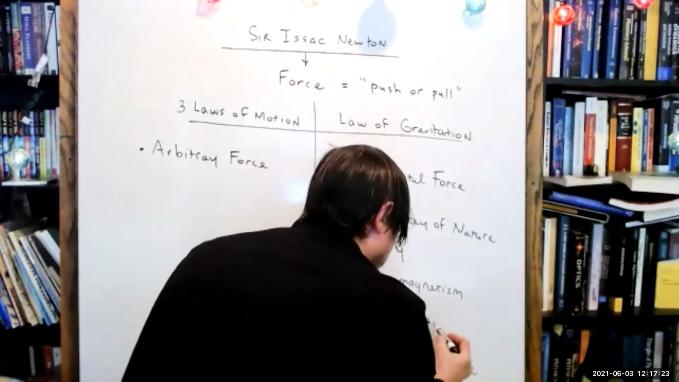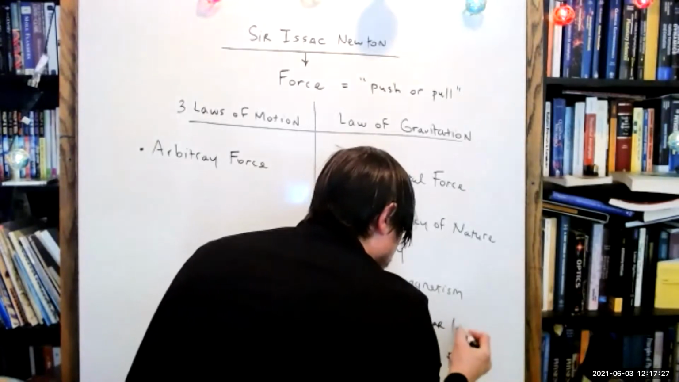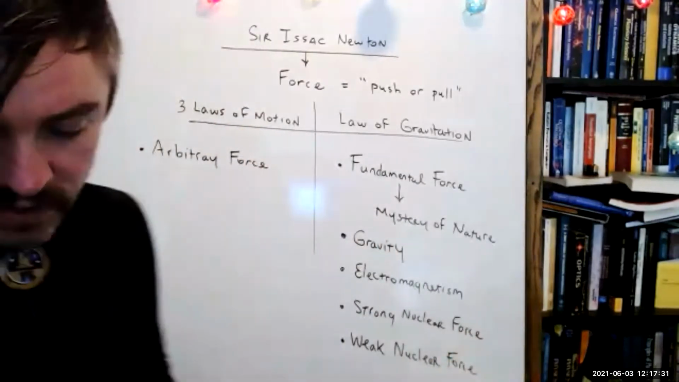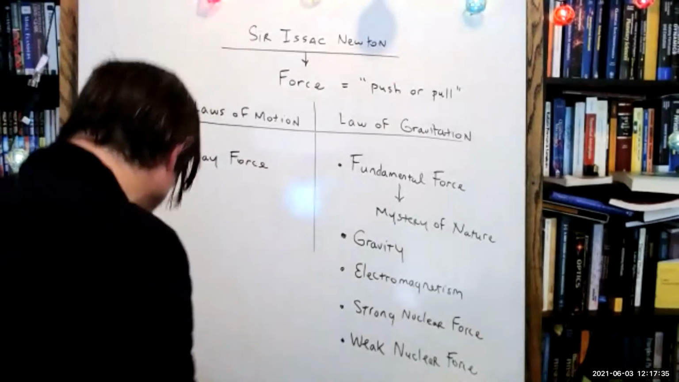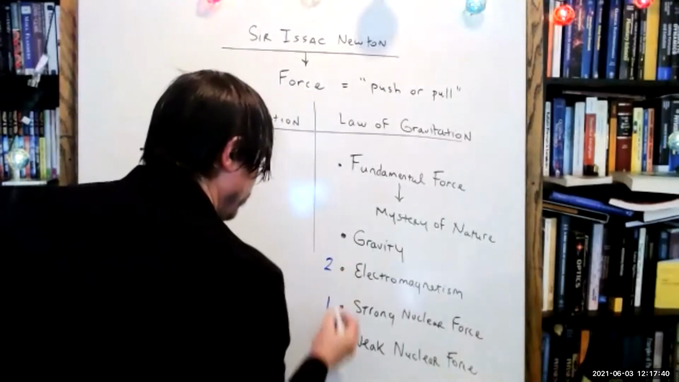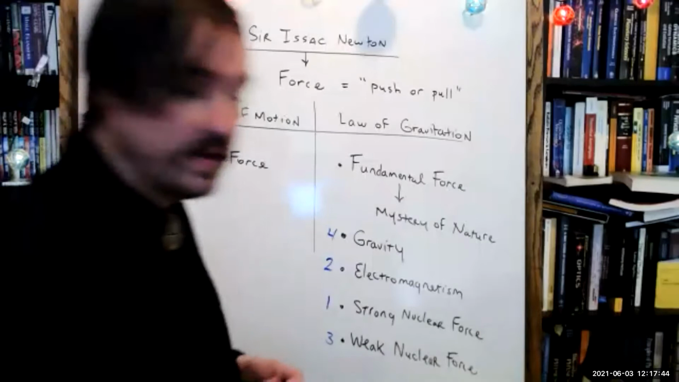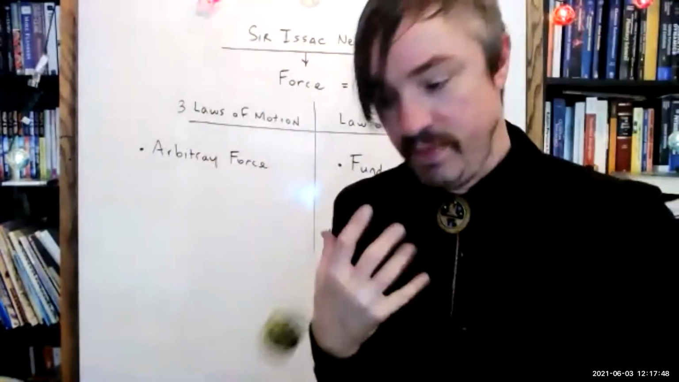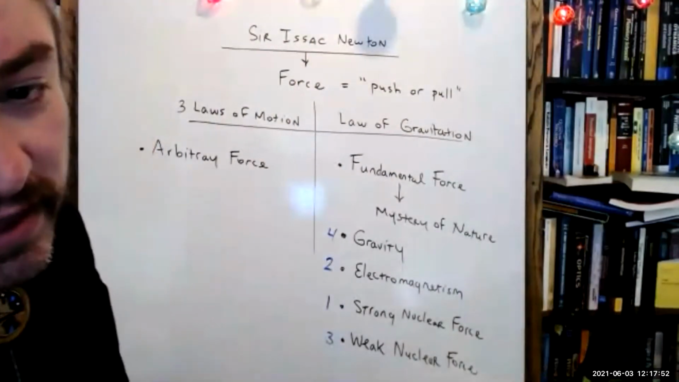The strong nuclear force and the weak nuclear force. And if you were to rank them in order of strength, which probably doesn't seem that important to you right now, 1, 2, 3, 4. Gravity is actually the weakest, but gravity is one of the most obvious because it's so easy to observe in our everyday lives.